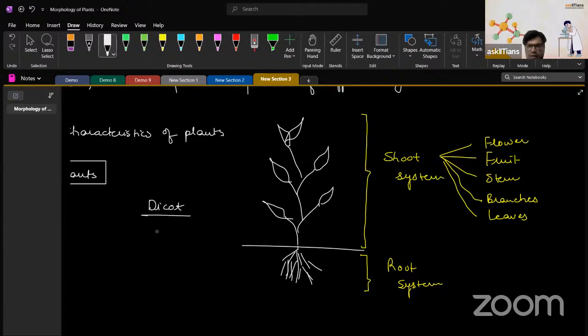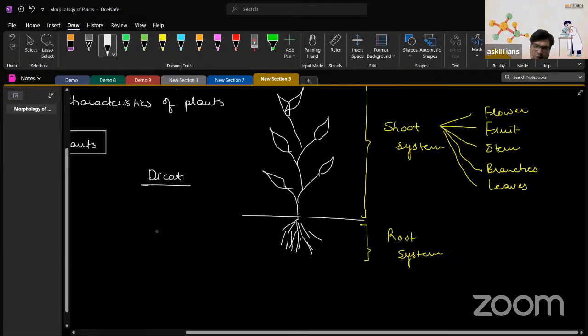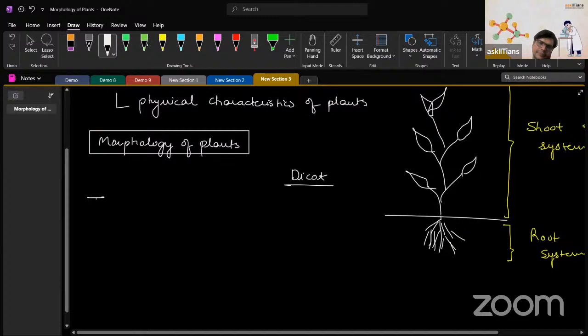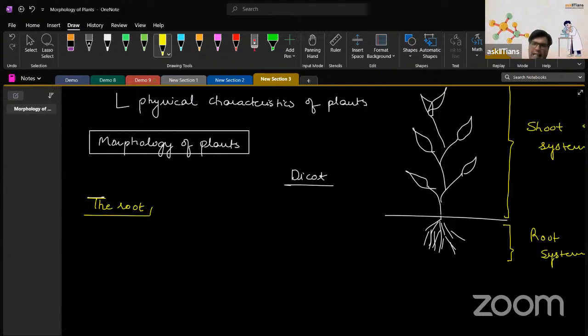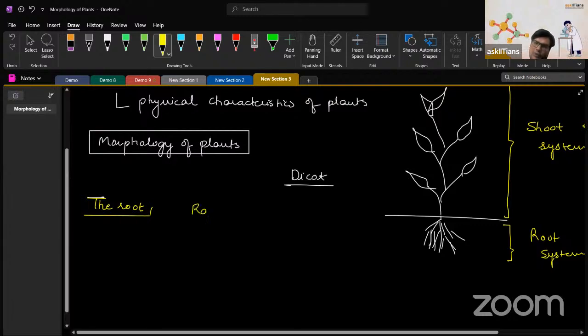Now, let's talk about the root first. In the majority of the dicotyledons, the elongation of the radicle leads to the development of the root. So the radicle leads to the formation of the primary roots. This is basically primary. 1 degree means primary, 2 degree means secondary.